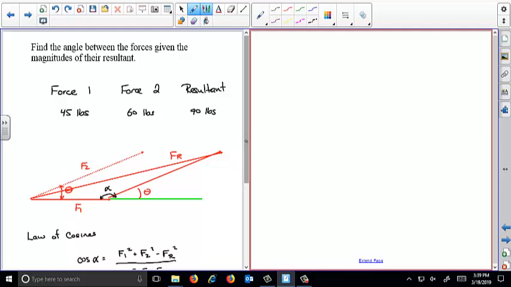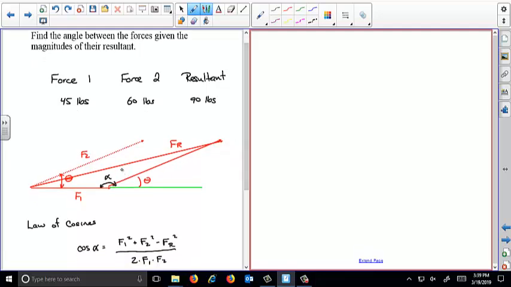So you can use the law of cosines to do that. This is the side opposite the angle alpha. So the cosine of angle alpha is equal to f1 squared plus f2 squared minus f sub r, the resultant, squared, divided by 2 times f1 times f2. Now, once we get alpha, theta is 180 minus alpha, since one of these forces is coincident with the positive x direction.